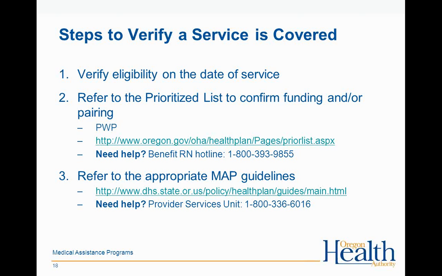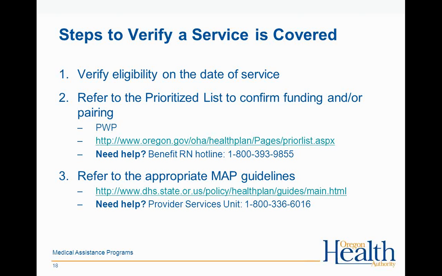Next, you refer to the prioritized list to confirm funding and or pairing. We did talk a little bit about that. Funding line and pairing, meaning that the diagnosis and the procedure code are found under the same line item, under the same health condition. You can find the prioritized list on the provider web portal. That's that first bullet there, PWP. You can also find it online. We have our website list that file.